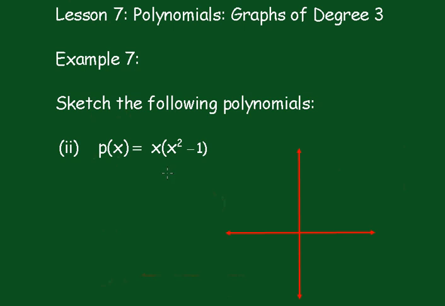Right, in part 2 we have to sketch p(x) equals x outside of x squared minus 1. So what we'll need to do first of all is to factorize that fully. So that's x outside of x minus 1, x plus 1. So the zeros are at 1, 0 and minus 1. Now this is a positive cubic curve, so it'll start from here and it'll come down through here, come back up and go down again like that.